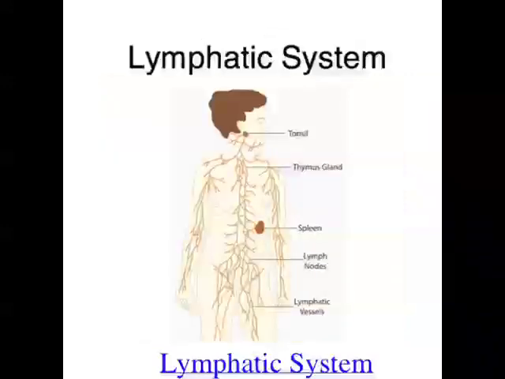Now, B and T lymphocytes, although they're produced in the bone marrow and T cells mature in the thymus, they both circulate in the lymphatic system. So what will happen is, the doctor will actually feel your lymph nodes when you're sick. Because B and T cells circulate in the lymphatic system, your lymph nodes will become swollen and sore when you've got some sort of an infection.